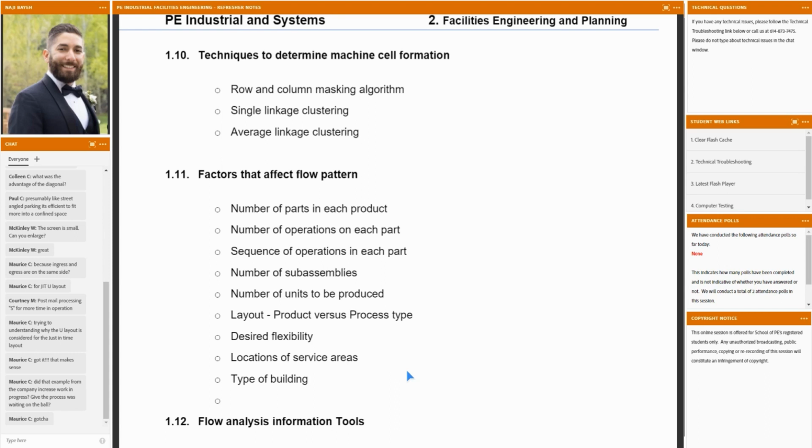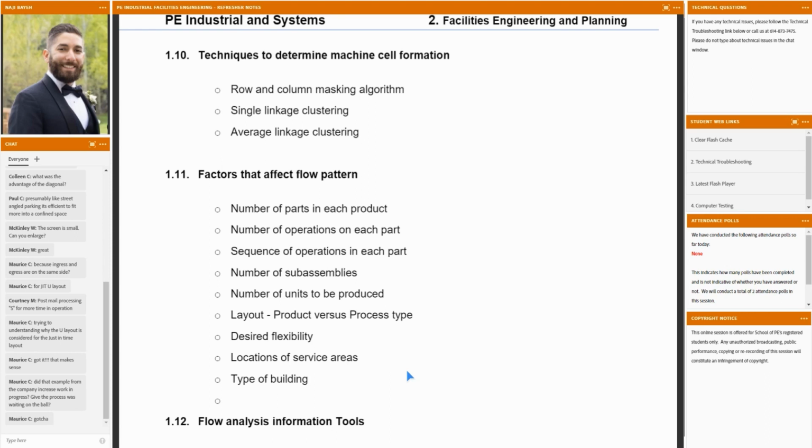Location of the service area and the desired flexibility, actually, I think those go hand in hand. For example, if you have a facility that is casting iron or casting drill bits or something along those lines, then you're going to need a cooling system. The cooling system is going to require water. The water and the drainage may be on one side of the facility. So that one side of the facility limits the service area and limits your desired flexibility. So that affects your flow pattern.